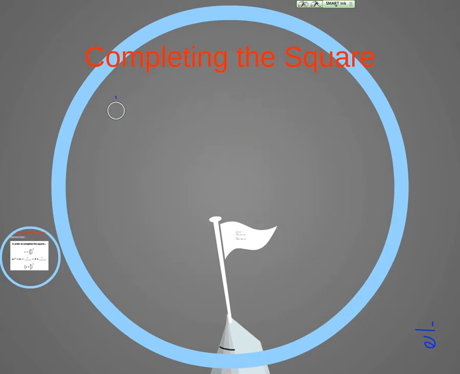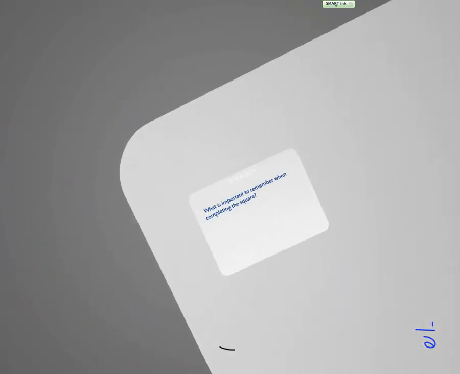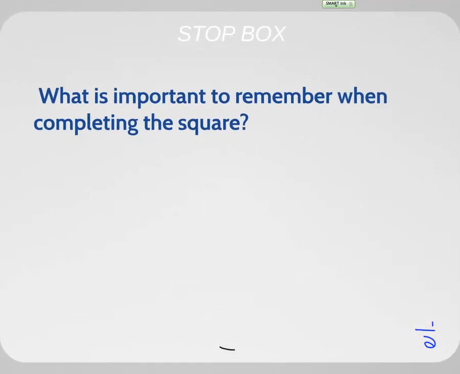Okay. So very quickly we're gonna do a stop box. I forgot that I had a little something for you guys over here. Okay, so what is important to remember when completing the square? The b part over 2. Gotta remember that. Anything else? I think that's definitely, it's nice to remember that the b over 2 also goes in those parentheses.